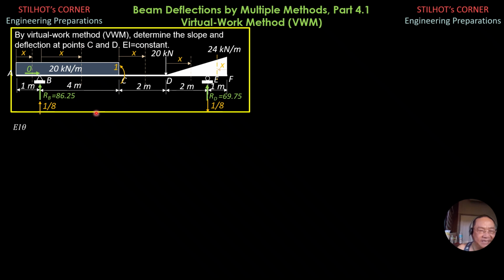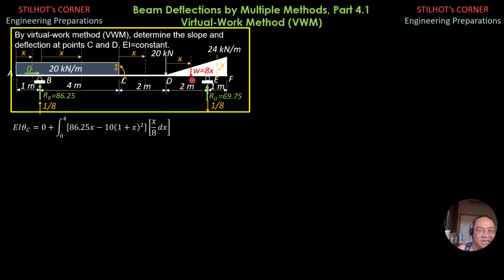So EI theta C equals 0 plus integral 0 to 4 of 86.25 times x minus 20 times 1 plus x, moment arm 1 plus x over 2, so that's why it reduces to minus 10 quantity 1 plus x squared. Then due to the virtual load, the moment at this section is positive 1/8 times x, so we have x over 8 dx.